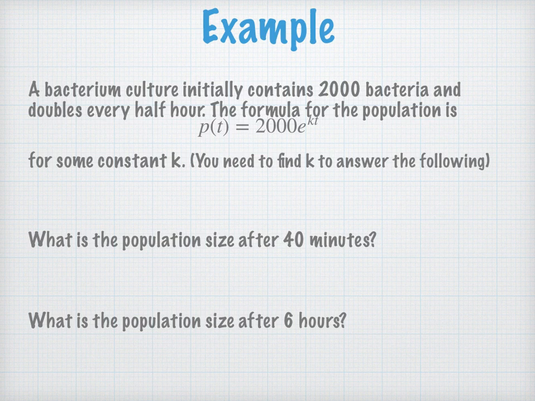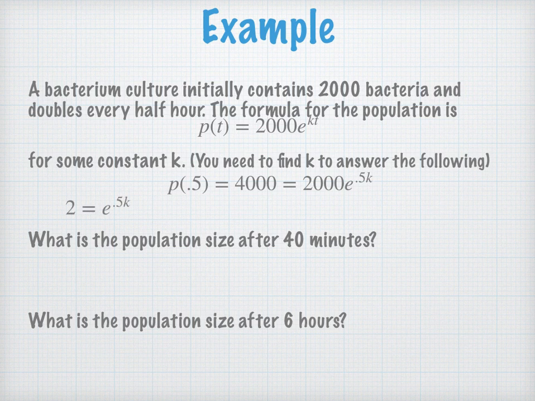Now, I'm going to let t be time in hours. So if I'm talking about doubling every half hour, my population size is going to be twice as big when t equals 0.5. It was initially 2,000, so when t is 0.5, my population size should be 4,000. So that's how I'm going to get this equation here. Plugging in 0.5 for t, I know my equation should equal 4,000. My only variable here is k, so I'm going to solve for k.